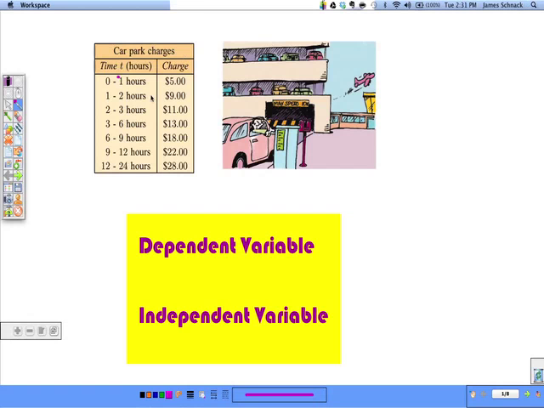We're going to the airport. We're going to park for a while. And 0 to 1 hours is $5. 1 to 2 hours is $9. 2 to 3 hours, 11, and so on. You can see in the table. When you pull into a parking ramp, usually you see this kind of thing.